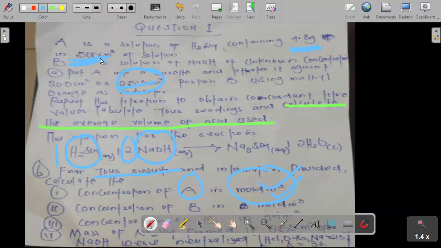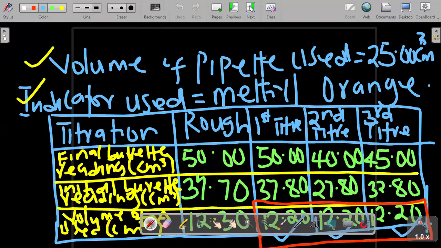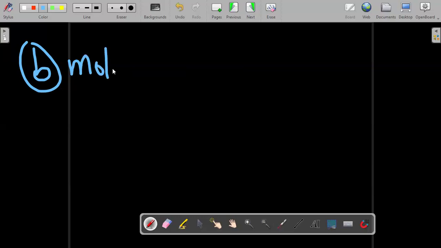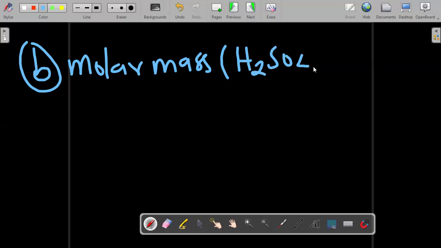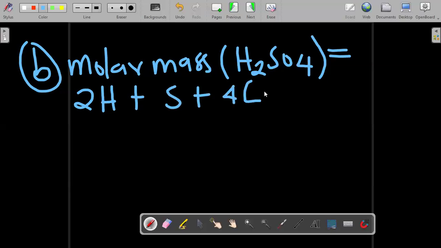Take note of this principle: anything that has mass must have a molar mass. Since the acid has a mass of 4.8, I must get the molar mass of the acid. So I will start by calculating the molar mass of the acid, H2XO4. So I'm going to have 2H, because these two belong to H, plus X plus 4O. This is how you calculate molar mass.